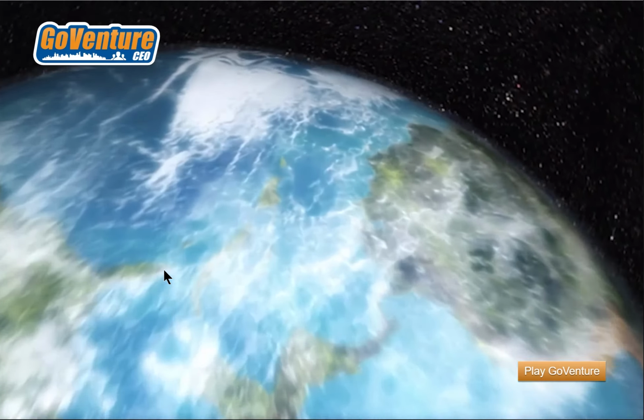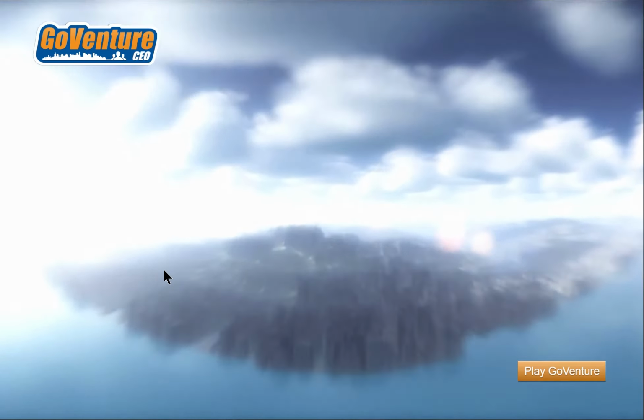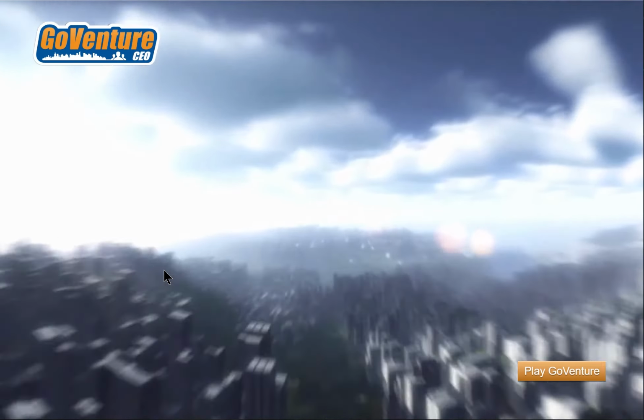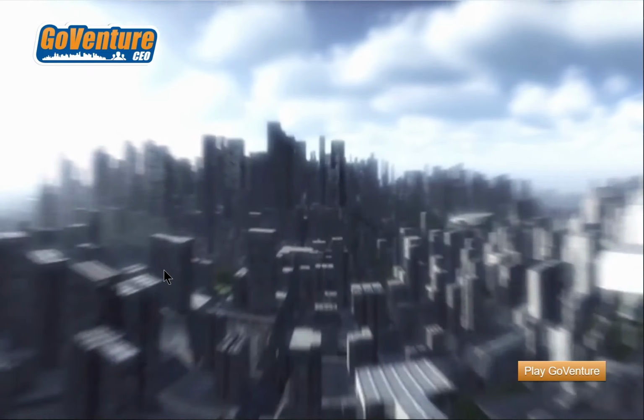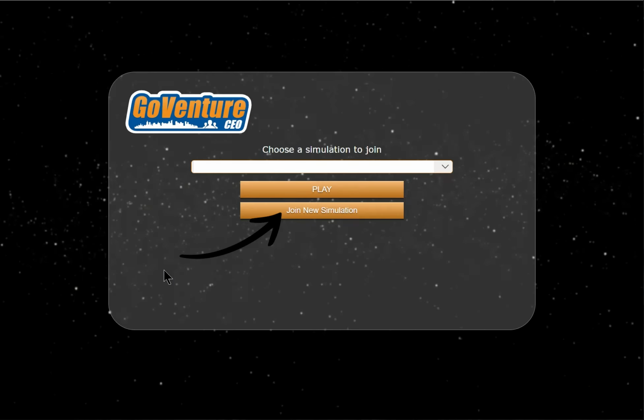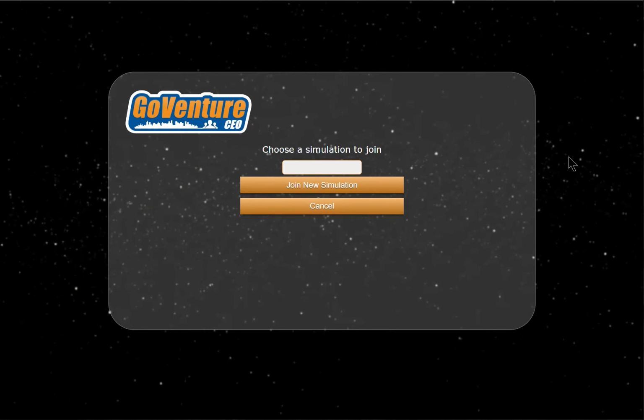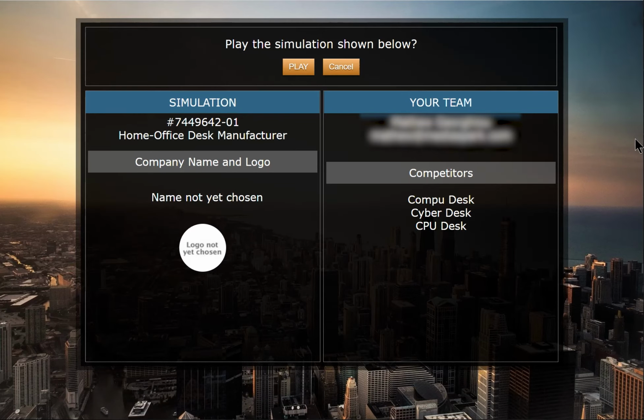Let's learn how to play the GoVenture CEO business simulation. If this is the first time we're playing, we will have already created our username and password, logged in, and launched the simulation. We then have to enter the simulation number provided to us by our instructor and choose Join New Simulation. We only have to enter this number one time.